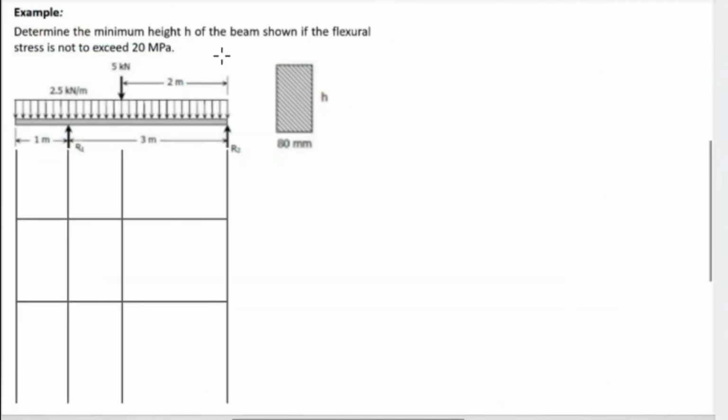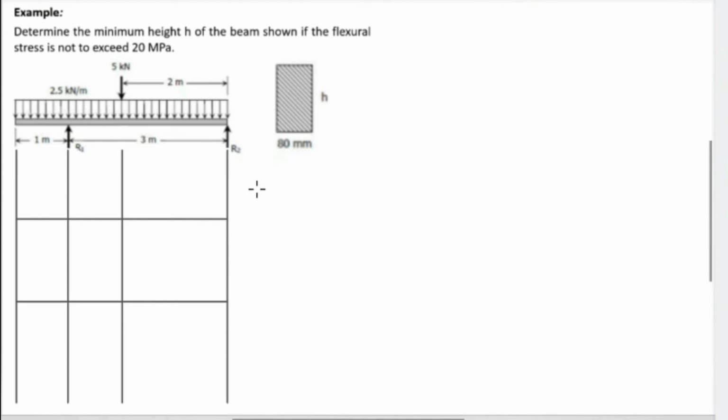Example: determine the minimum height h of the beam shown if the flexural stress is not to exceed 20 megapascal. So we have the cross-sectional area or the beam size, which is 80 millimeter, and we need to find the height. And we have the beam, we have the uniform load of 2.5 kilonewton per meter and a concentrated load of 5 kilonewton, and we have a simply supported beam with R1 and R2.